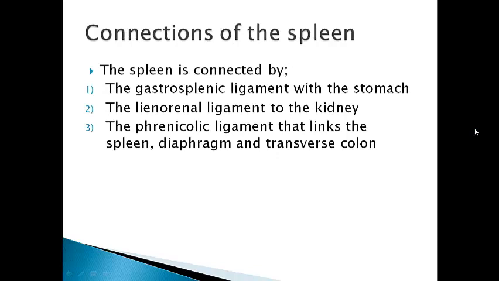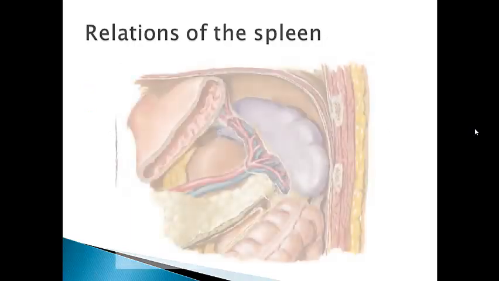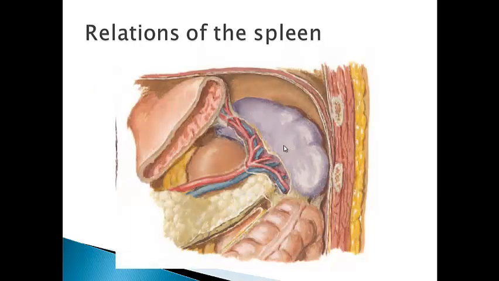And like I said, you can kind of guess where they're found or what organs they connect just by the name of the ligament. Now, this is the position of the spleen in the body, and like I said, it's found in the left hypochondrium. So looking at this picture, you can kind of figure out which organs the spleen is related to.